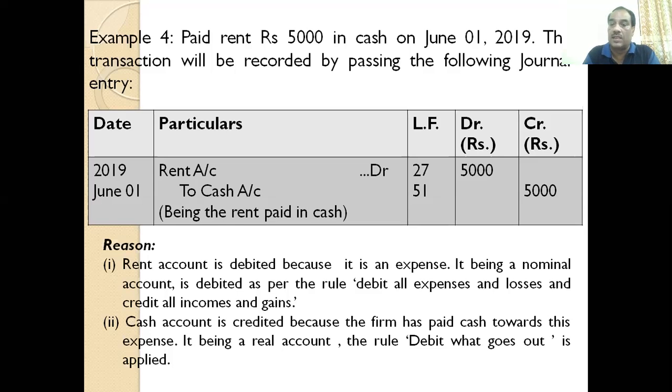Since it is an expense, it has been debited, and the rupees 5,000 has been written under the debit column against the rent account. And then the cash account has been credited. The cash account is also a real account, and this account has been credited because rupees 5,000 is paid. It is an expense for the business, and the same amount has gone out of the cash account, 5,000. So the amount 5,000 has been credited.